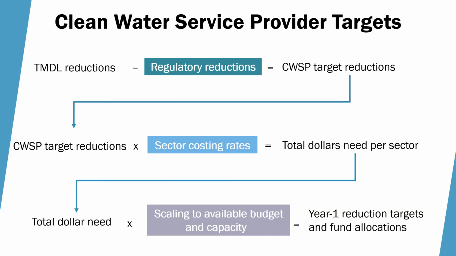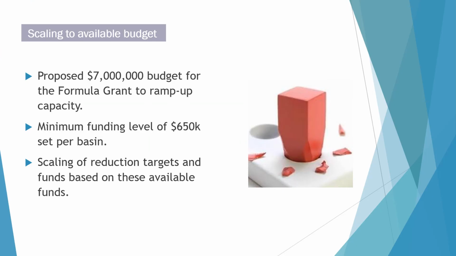The total dollars needed to meet non-regulatory reduction targets exceeds the dollars available for the formula grants, so the targets and funding have been scaled to the available funding and capacity for project implementation. In constructing the clean water budget and considering the need to ramp up capacity this first year, the Clean Water Board approved a $7 million investment for formula grants in state fiscal year 2023. A major increase in non-regulatory project support.